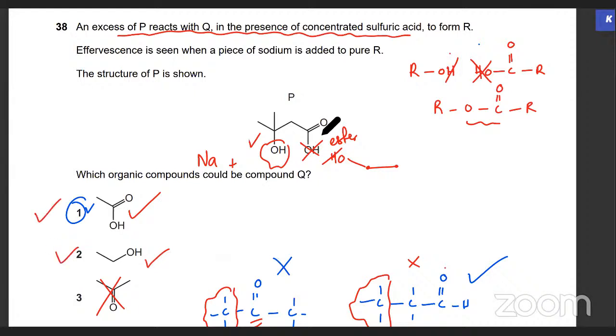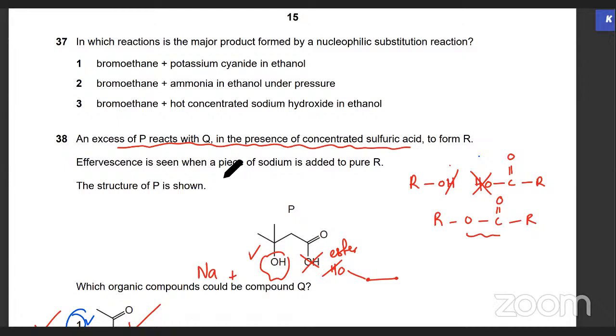Okay, the first thing is they're going to form esters with 1 and 2. And every time an ester is formed, whatever is produced will react with sodium metal. Is that clear? Yes, sir.